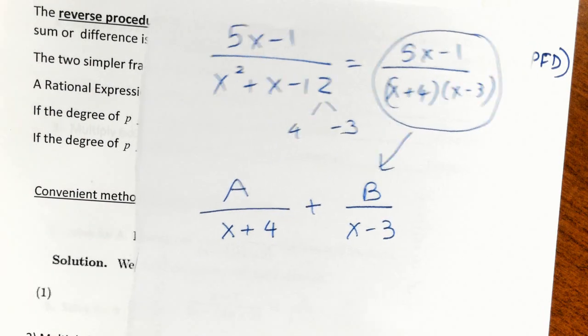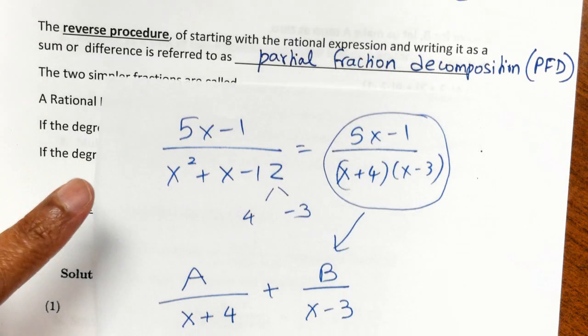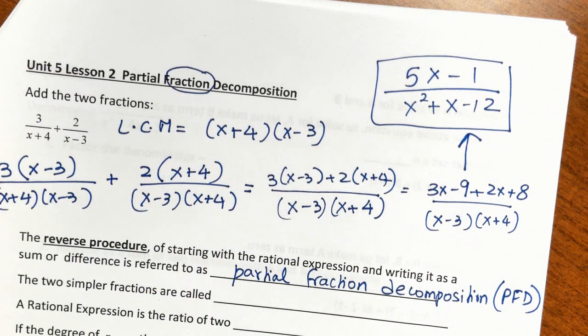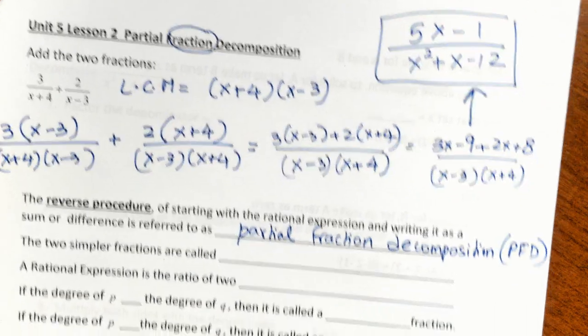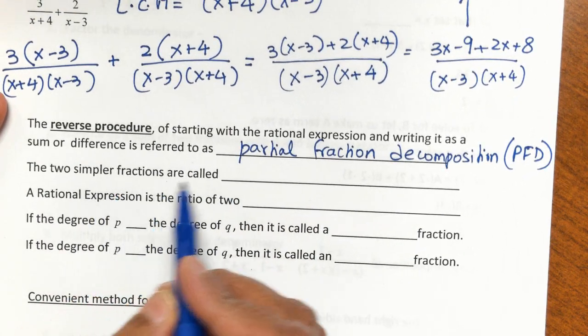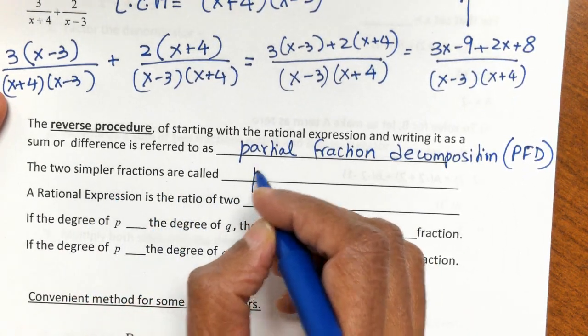Okay, so that's our goal. Our goal is to start with this, work backwards, and find what my 2 rational expressions are. So that's your partial fraction decomposition. The 2 simpler fractions that I will finally find are called your partial fractions.